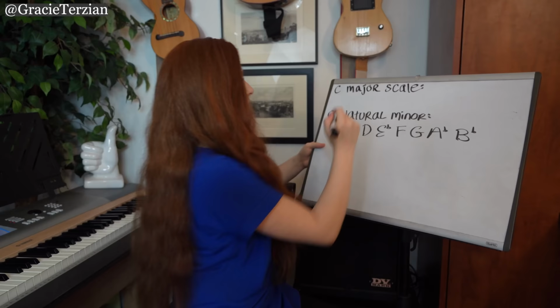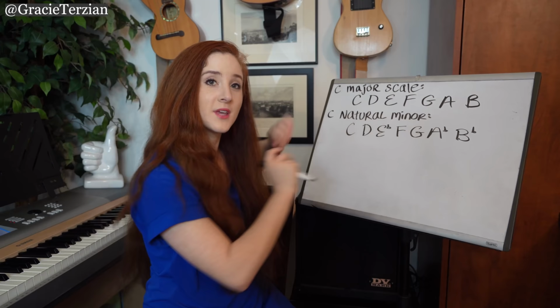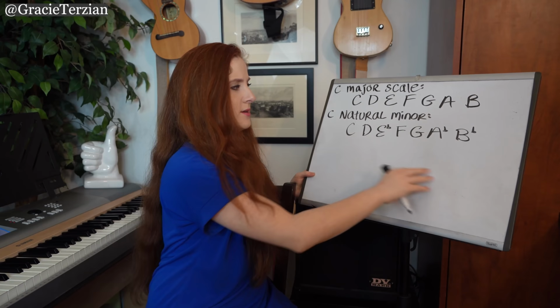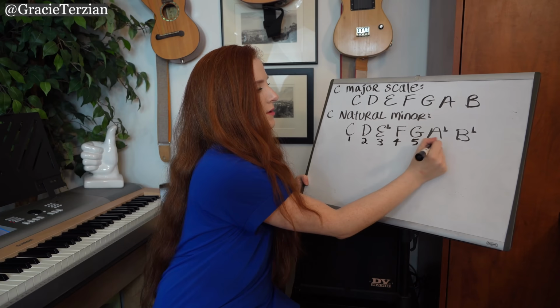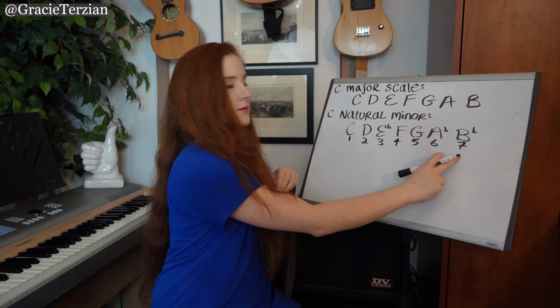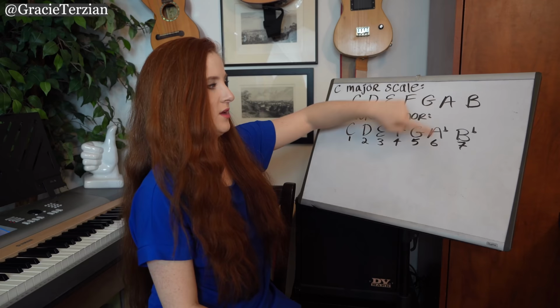I also wrote out a C major scale for you on top so you could see how the two scales differ from one another. Now, as you can see, the C natural minor scale has a flattened third, sixth, and seventh note when it's compared to the major scale. And what I mean by that is, if I were to number each note in the scale, the third note, the sixth note, and the seventh note have been flattened when you compare it to the major scale, right? Instead of E, we have E flat. Instead of A, we have A flat. Instead of B, we have B flat.